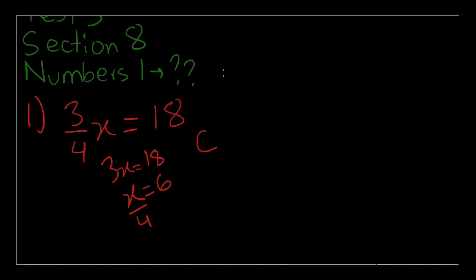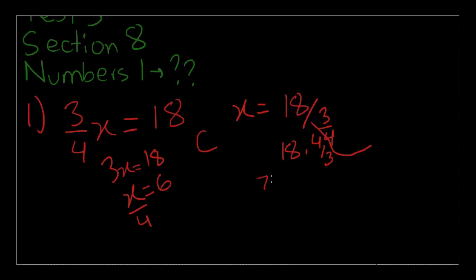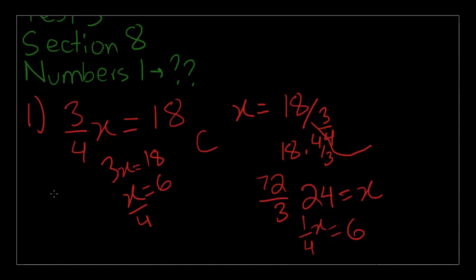Now, of course, you could just do this the long way, which is x is equal to 18 divided by 3 over 4, or 18 times 4 over 3, which is 72 divided by 3, which is 24. So x is equal to 24. 1/4 x is going to be equal to 24 divided by 4, which is 6. So either way, we've got the correct answer. And now we'll go to number 2.